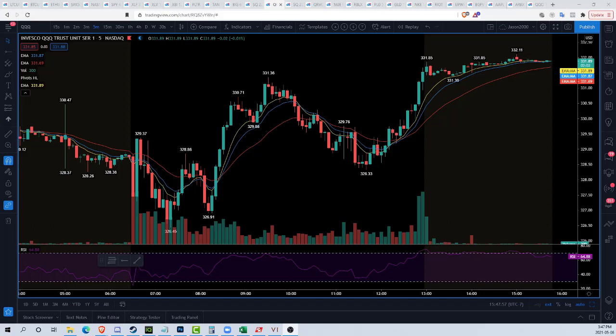Both of them are related. We're going to start with QQQ. We're going to talk about this nice little bull flag that we saw up here. And we're going to talk about a bear flag on SQ that we saw develop right after the break of our QQQ flag. So first video, we're going to jump right into it.